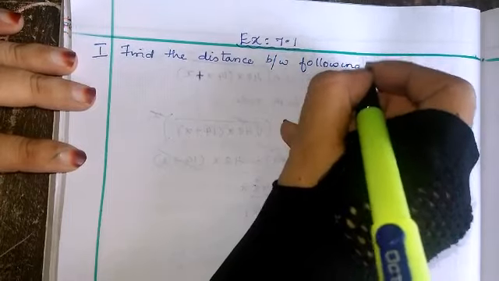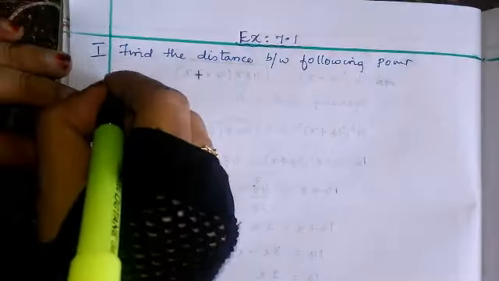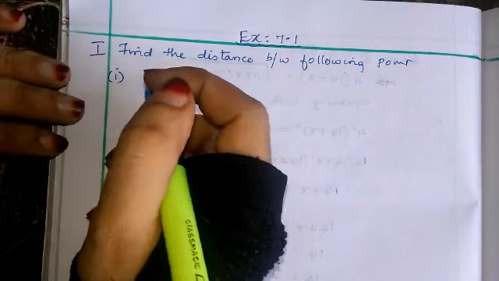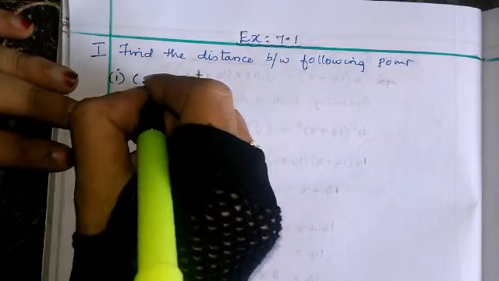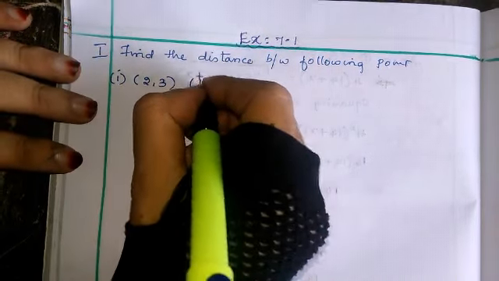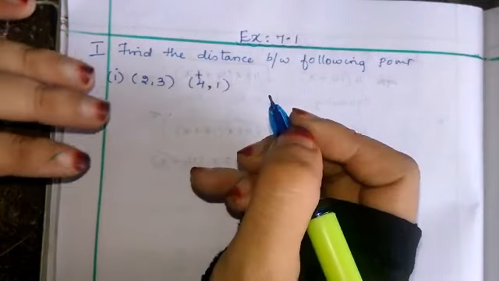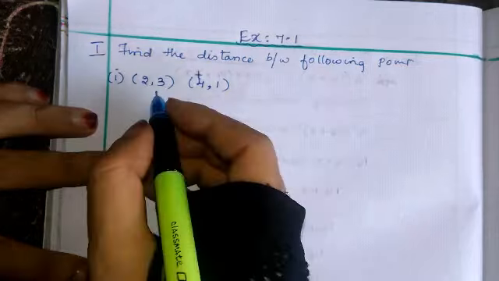They have given 3 problems here. Distance between any 2 points, I have told you how to do with the formula. The first pair of points is (2, 3) and (4, 1). These are the 2 points they have given. Find the distance between them, they have told. So how will we get the distance between them?